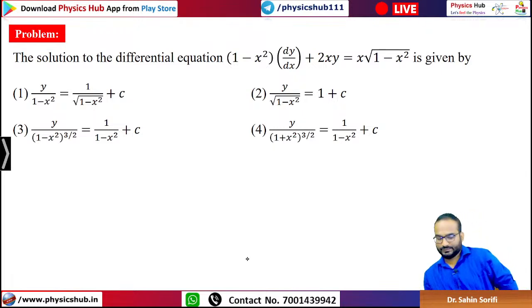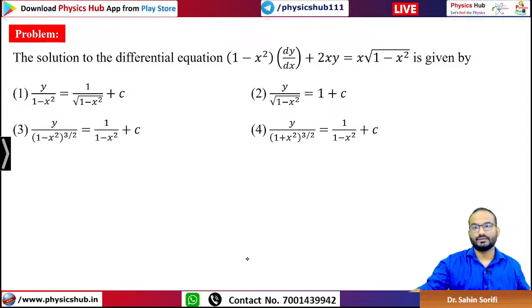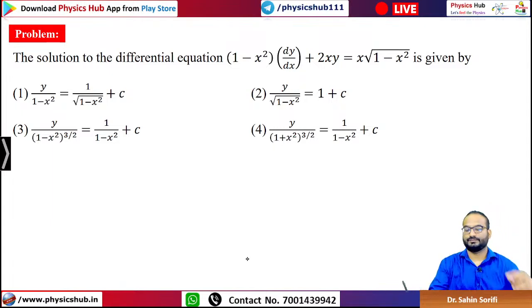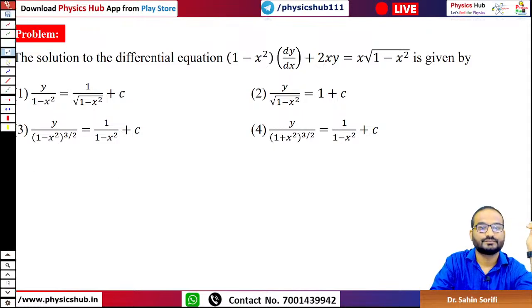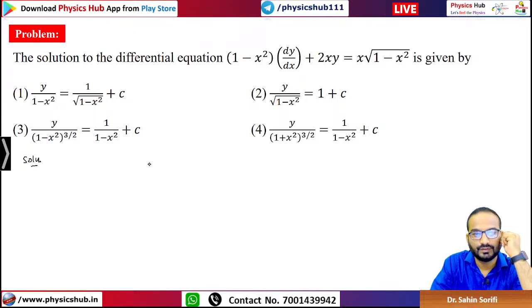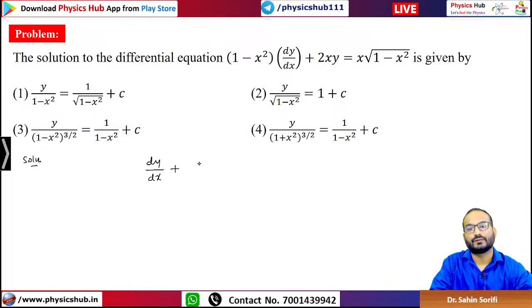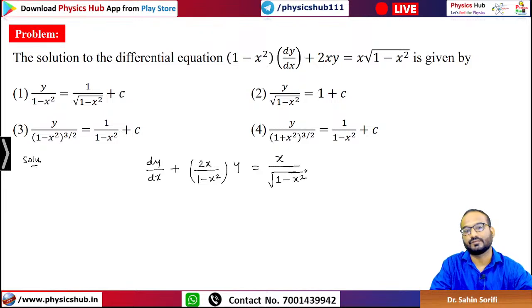Is it done, guys? Okay, so what is given here? dy by dx plus 2x by 1 minus x square times y equals x by root over 1 minus x square, isn't it?